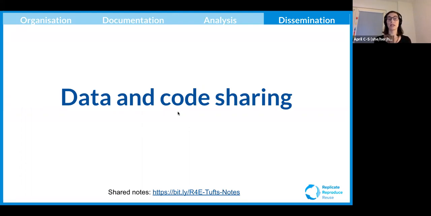Most people nowadays will have either data or code that is related to their work. So how do you best share that information?